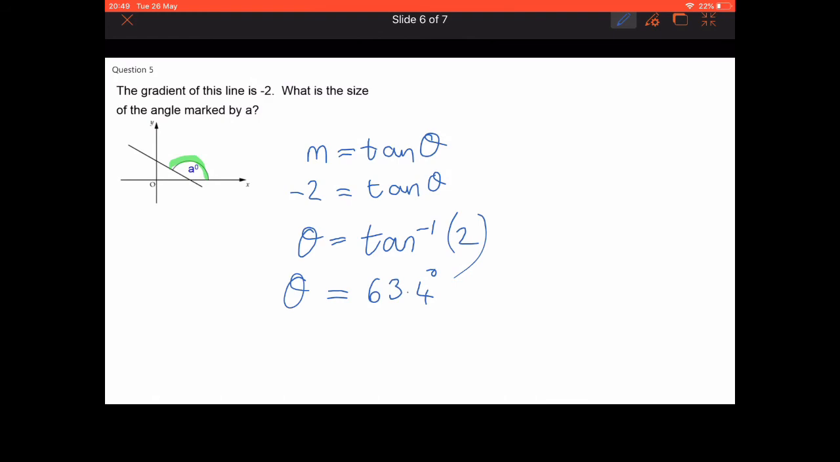So to get our angle A, which we know is obtuse, we have to take it away from 180 degrees. So that gives me A is equal to 116.6 degrees.